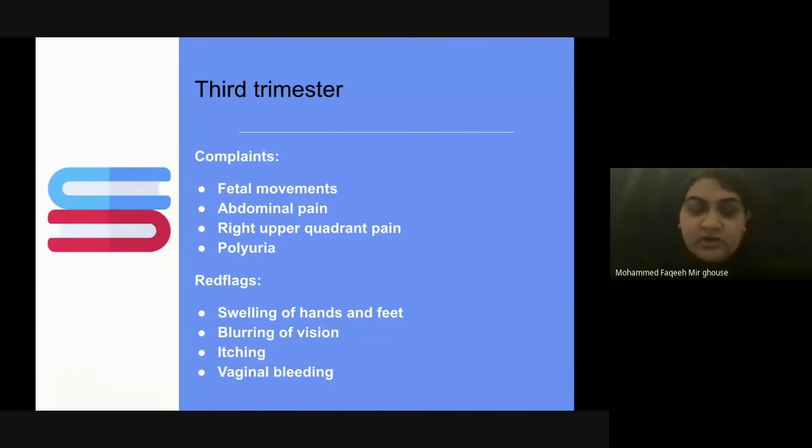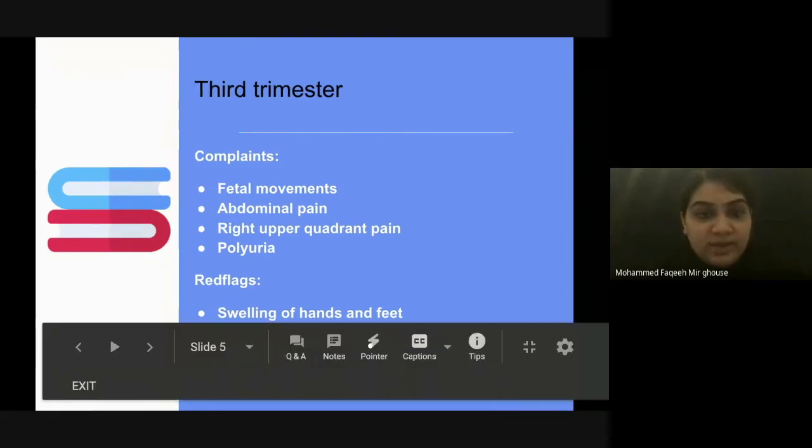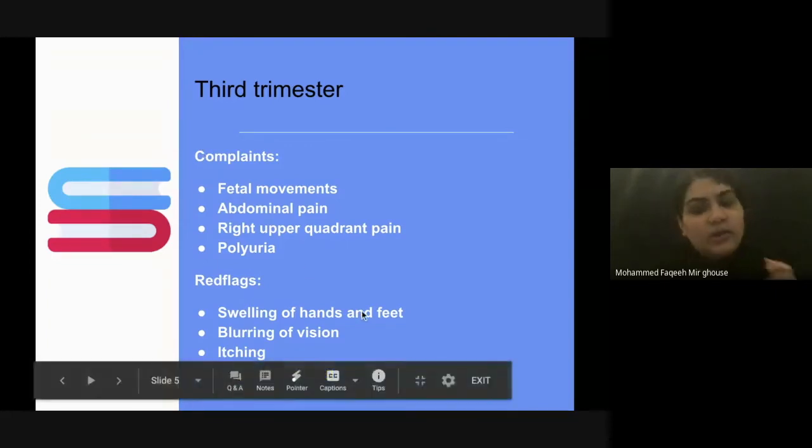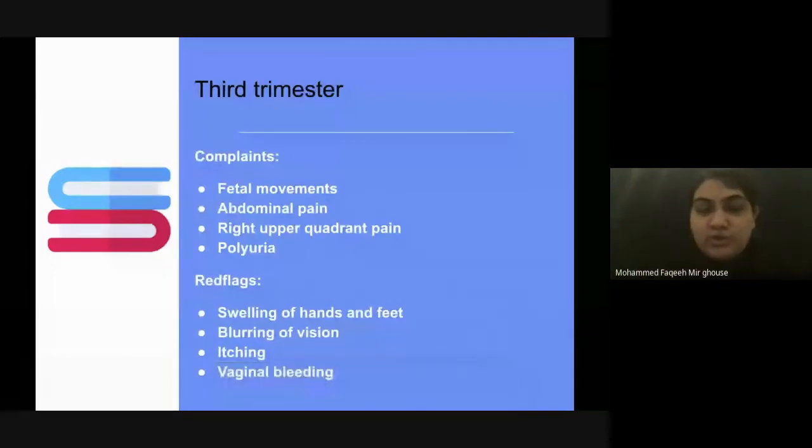Once again, in the third trimester, you have complaints of fetal movements, decreased or increased, both can be the complaints, abdominal pain, right upper quadrant pain, and increased frequency of urination. Red flags for these complaints are once again, swelling of hands and feet, blurring of vision, itching, and I have written here vaginal bleeding, but once again, your question would be any abnormal discharge or any abnormal bleeding or spotting which you have noticed.